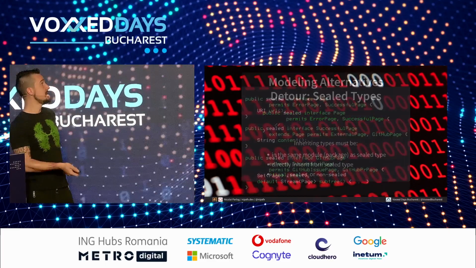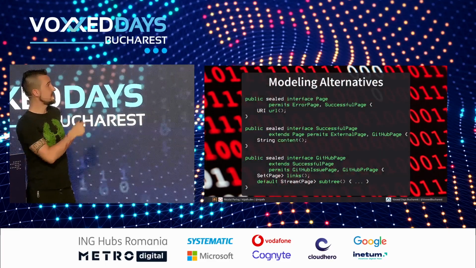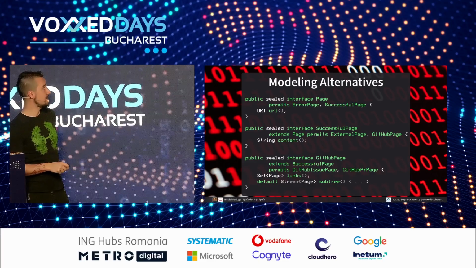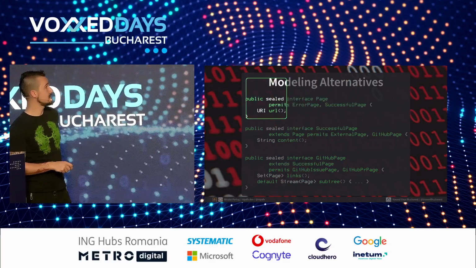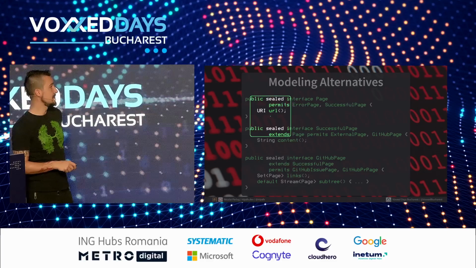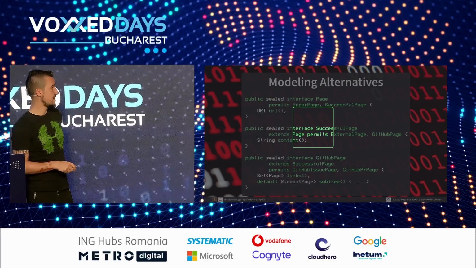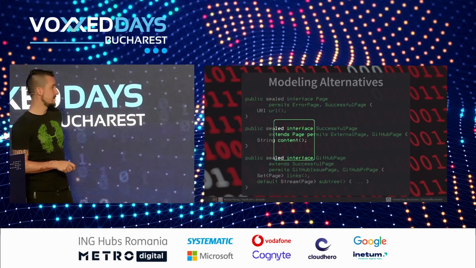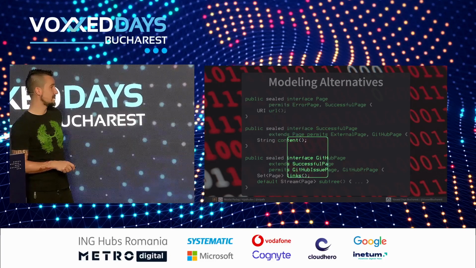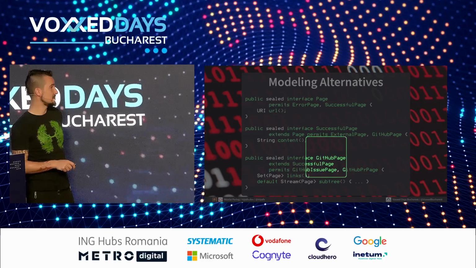Okay, so let's do this. I already showed you the sealed interface. It will have a URL, right? Because every page has a URL, and then there is the successful page load. It has content, and then a successful page load could be a GitHub page, or it could be an external page.